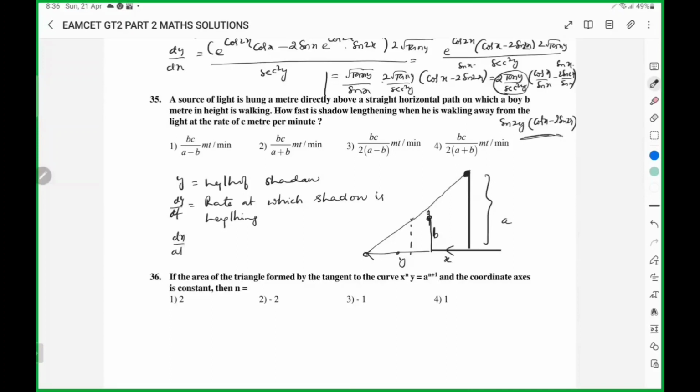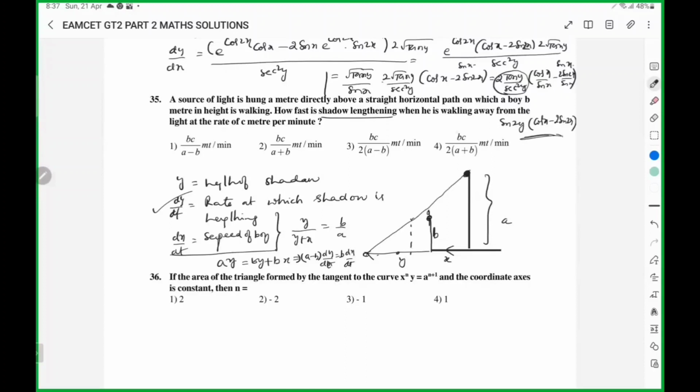So dx by dt is the speed of the boy. By similar triangles, y by y plus x is b by a. How fast the shadow moves means we need dy by dt. So ay is equal to by plus bx, so (a minus b) dy by dt is b dx by dt.